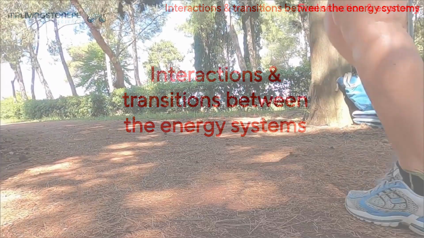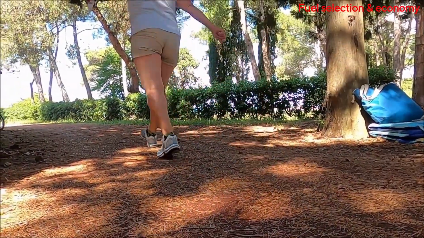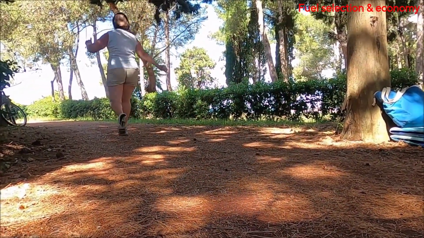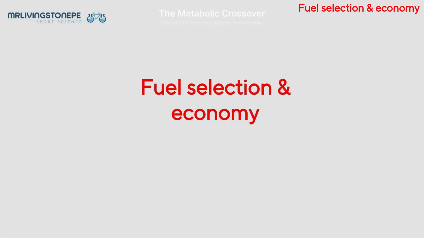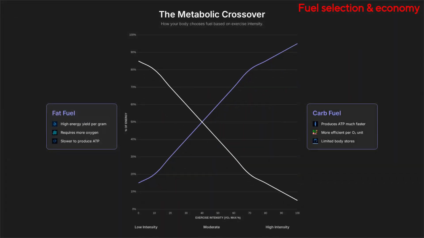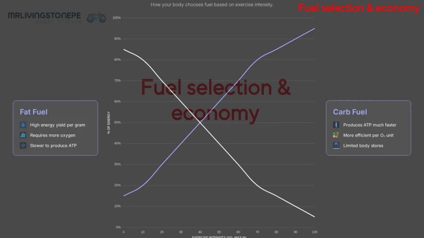And finally, at low exercise intensities, the body mainly burns fat. Fat gives more energy per gram, but needs more oxygen and is slower to produce ATP, so it suits steady, long efforts. As intensity rises, the body shifts to burning more carbohydrate because carbohydrate can produce ATP faster and is more efficient per unit of oxygen. That makes it better for high-intensity work.